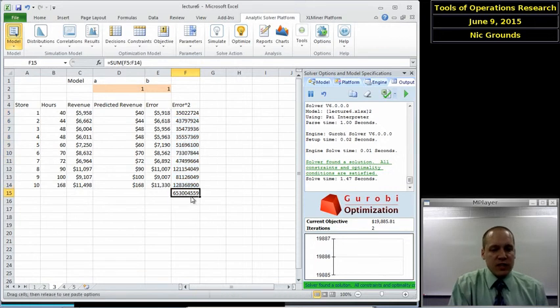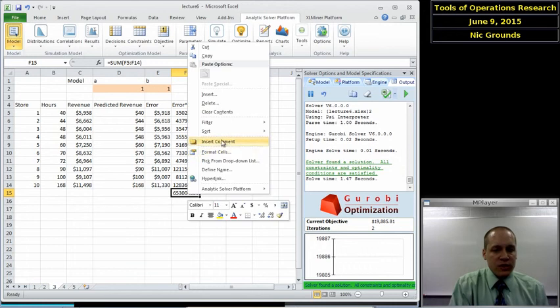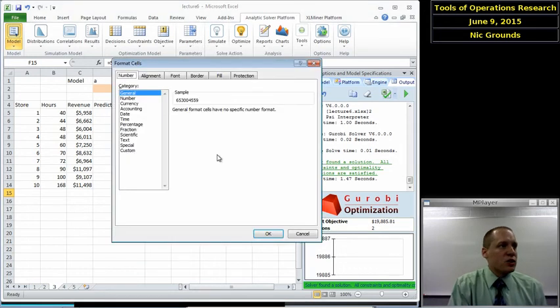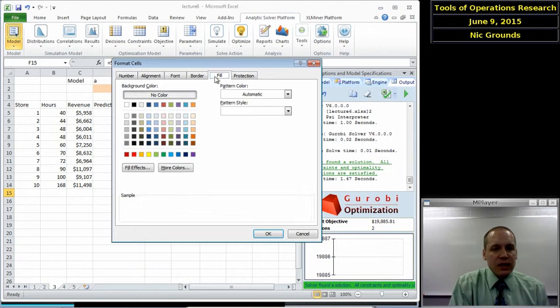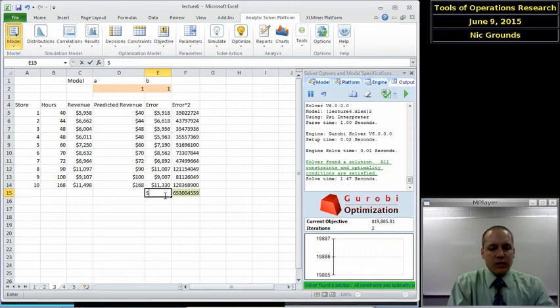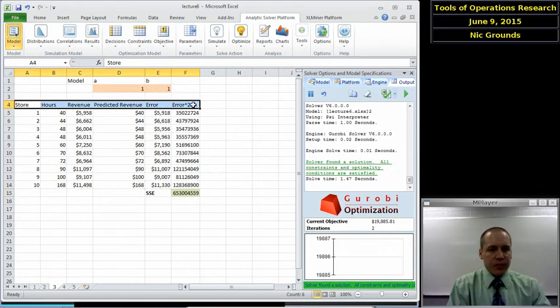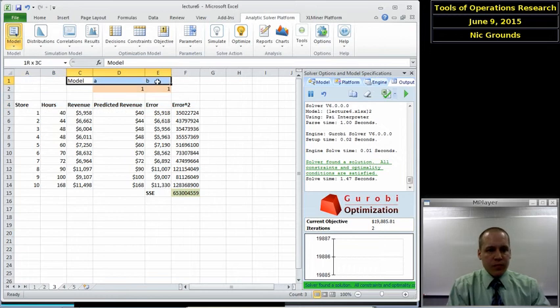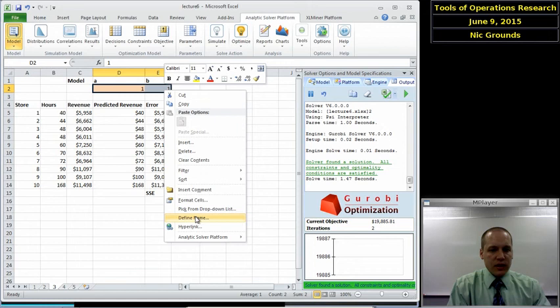Okay, so this sum of squared errors should remind you of mean squared error, but that sum of squared errors is going to be our objective. Okay, the sum of squared errors. Okay. So we'll just format this to look a little nicer.